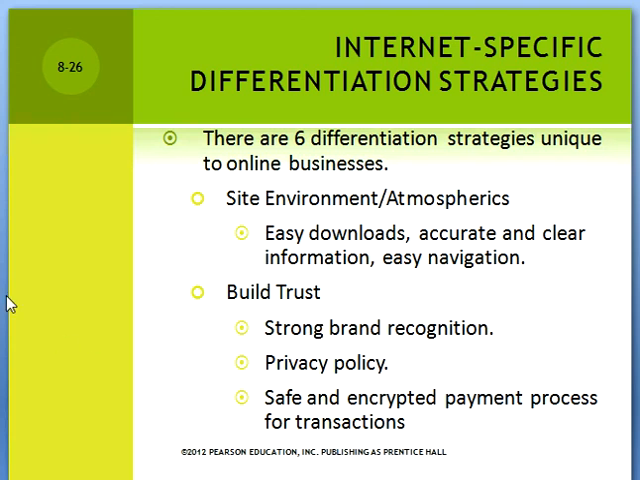Here are some of the internet specific differentiation strategies. Number one, site environment or the atmospherics. Sites should be easy to download, they should have accurate and clear information and easy navigation. This is the site environment. As I gave you an example in the e-marketing research chapter about Google, I was saying that they are always using their main page with a white background, and their homepage has got very little information.